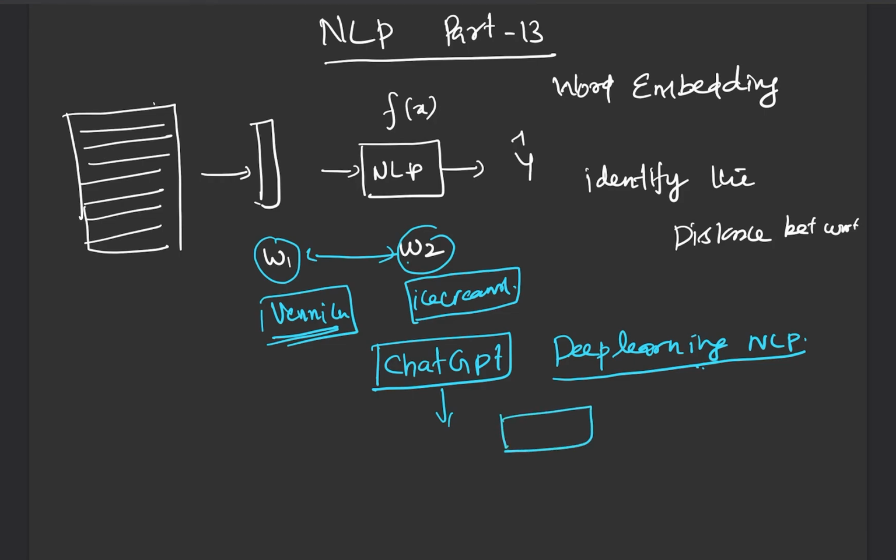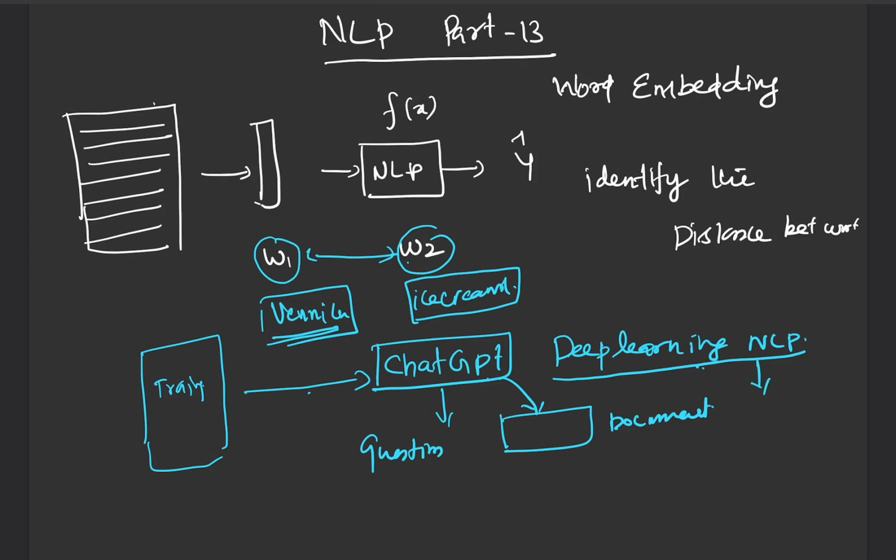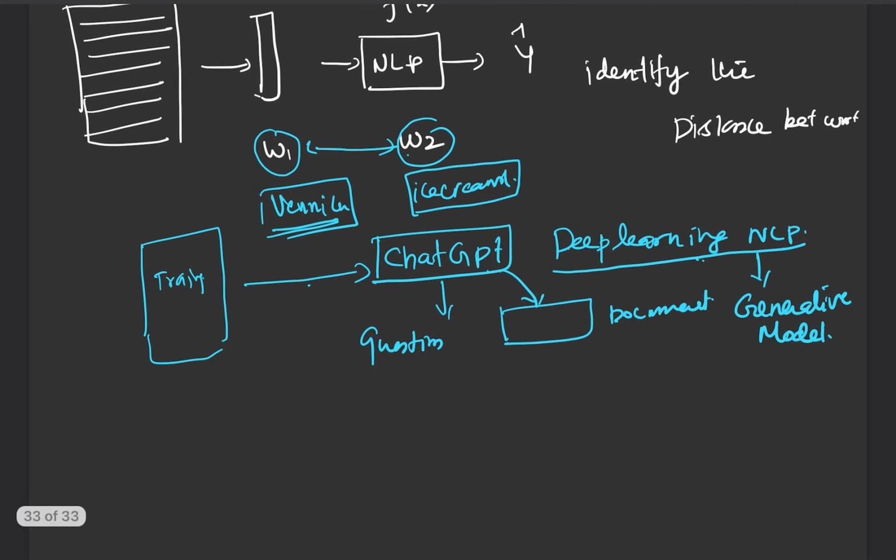ChatGPT learns from millions or trillions of documents and data. This is our training data, and it learned based on the training data, and now we have the trained ChatGPT. When we pose a question to this ChatGPT, it generates sentences, words and documents. There is a model called the generative model in deep learning NLP. We will learn more about these techniques later.